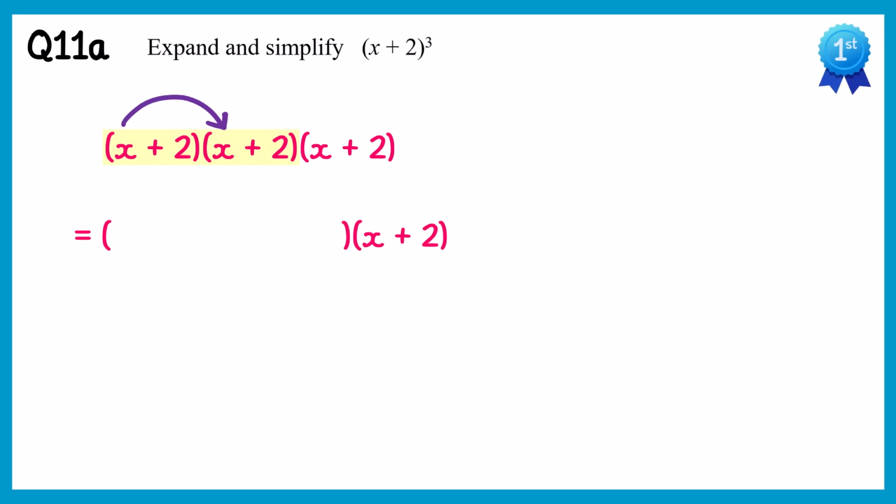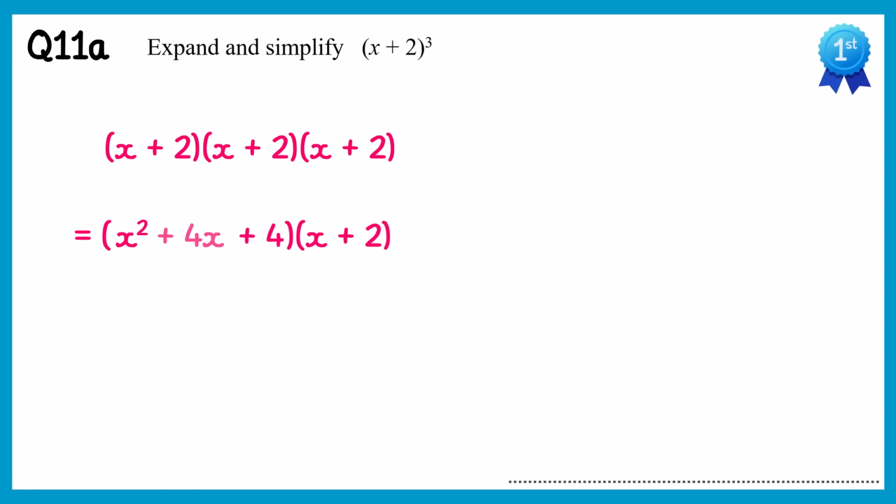X multiplied by x is x squared. X multiplied by plus 2 is plus 2x. 2 times x is also plus 2x, and then 2 times 2 is plus 4. This will actually simplify because we have 2x add 2x, which is 4x. So we end up with x squared plus 4x plus 4.